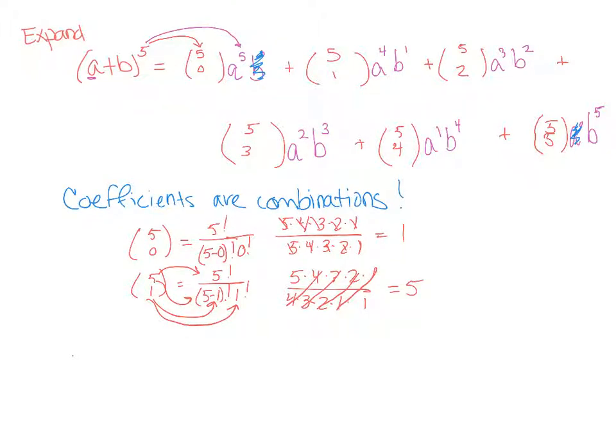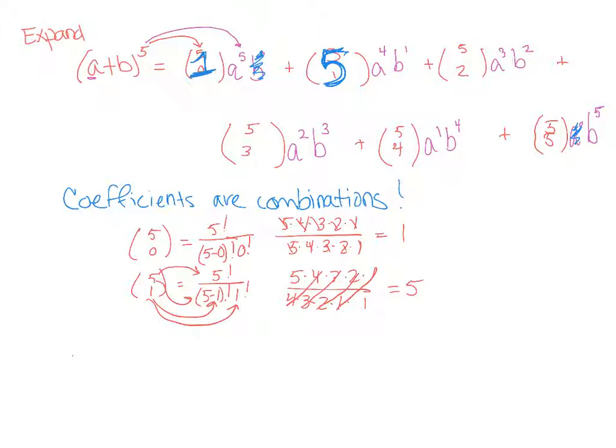So now these are our coefficients, remember. So the first one that I got, I'll put it in blue, is the coefficient 5 choose 0 equaled 1. 5 choose 1 equals 5. That's the coefficient of these terms. So the first term will be 1a to the 5th. Second term will be 5a to the 4th, b to the 1st.